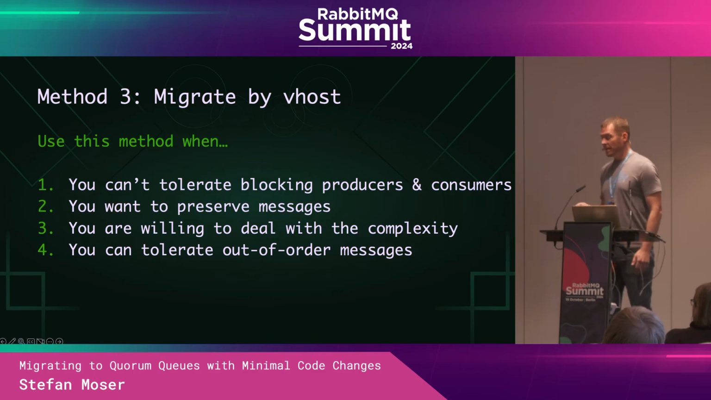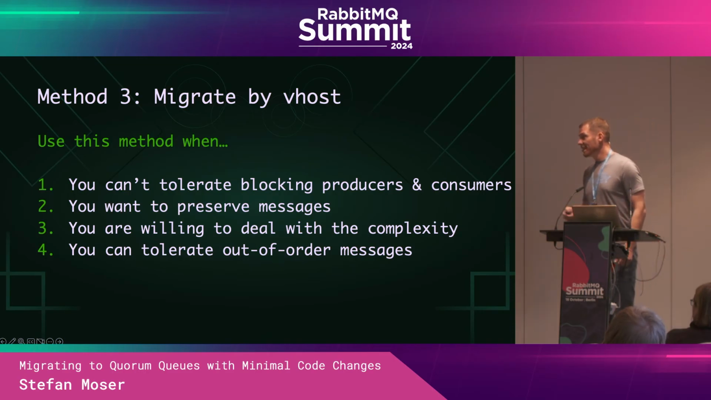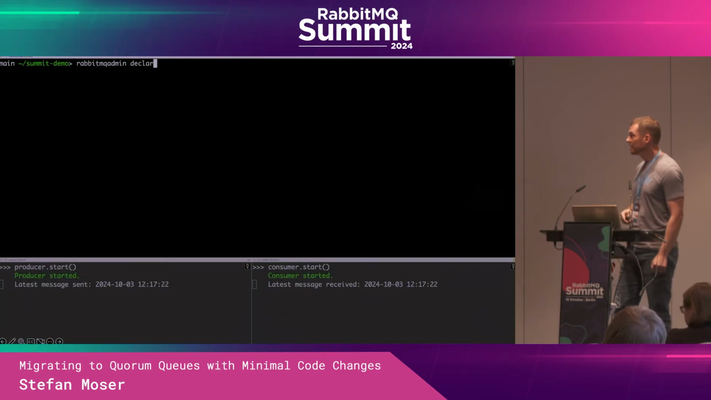So you have to be able to consume messages out of order. You would use this method if you really can't tolerate blocking the producers and the consumers, and you want to preserve all of the messages. The biggest one is you're willing to deal with the complexity, and part of that complexity is that you can tolerate the out-of-order messages. So let's have a look at this one in action.